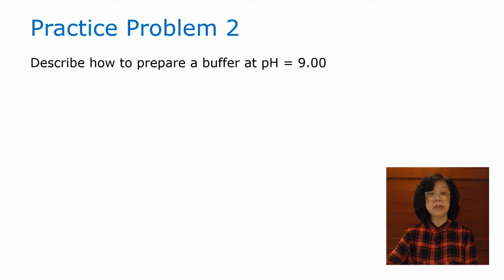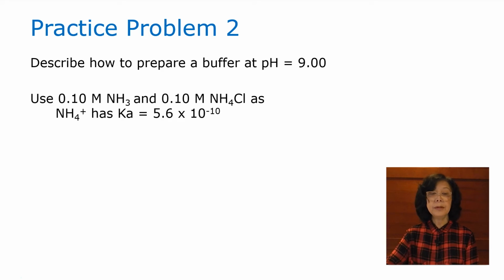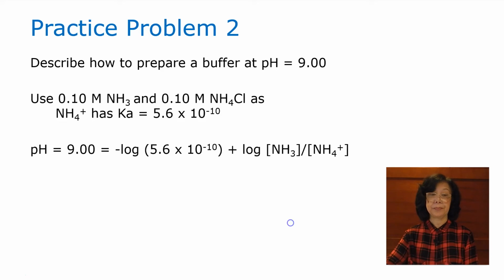The next problem, describe how you prepare a buffer at pH of 9. Now, I would pick ammonia and ammonium chloride because ammonium has a Ka value of 5.6 times 10 to the minus 10. Therefore, its pKa value would be very close to a pH of 9. And I would use 0.1 molar for both because it is easy when I plug them into the ratio to calculate the volume that I need.